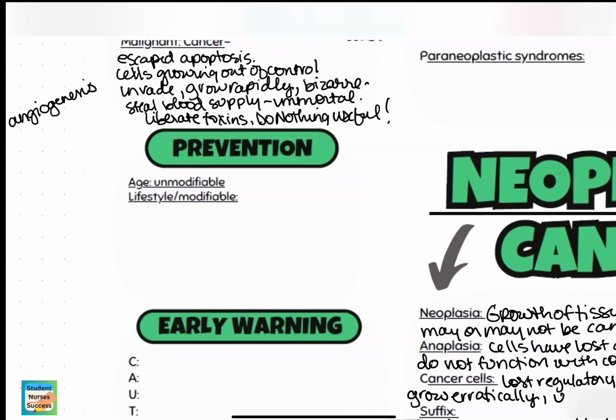So certainly we all want to prevent cancer. First of all, age is an unmodifiable and the biggest risk factor. As our cells age, they sometimes become damaged and can mutate into cancer. Now, there are some modifiable risk factors, and these are lifestyle types of things.